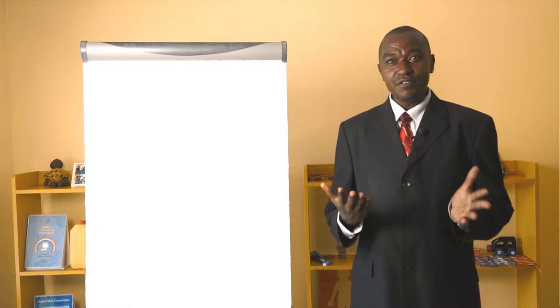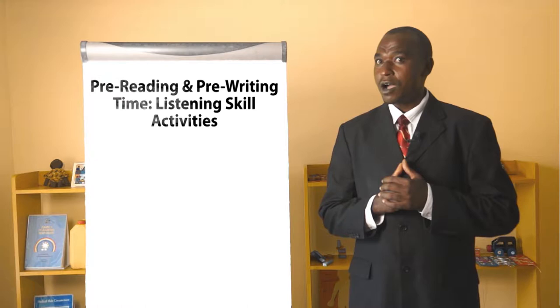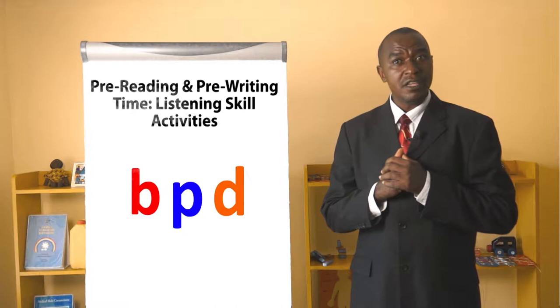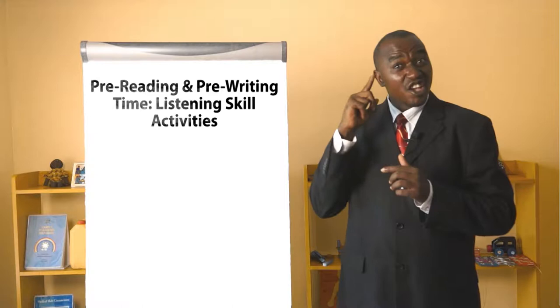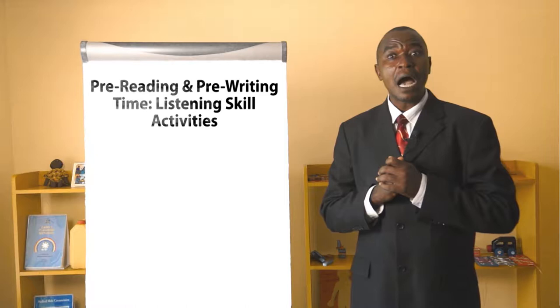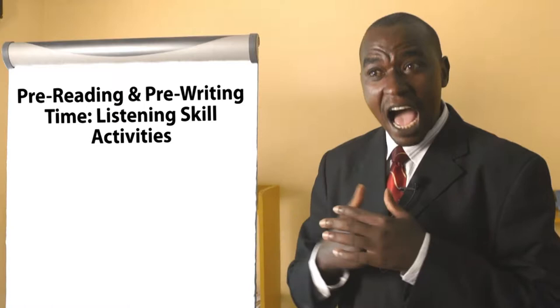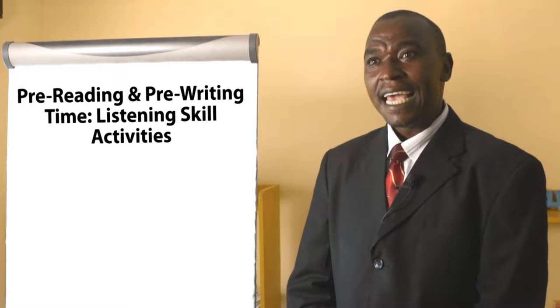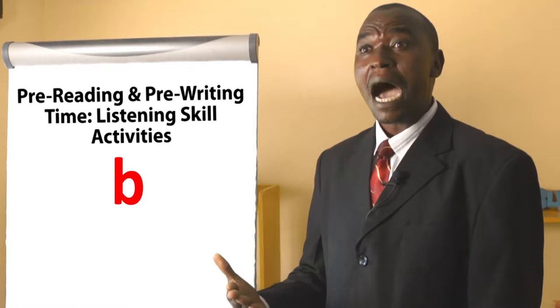In this video, we are going to talk about listening skill activities in primary one, term one. Along with training pupils' eyes to see the differences in letters like B, P, and D, we also need to develop their listening skills so that they can hear the different sounds like B, P, and D, and imitate these sounds accurately. We also want our pupils to be able to hear these same sounds when they occur in a word.